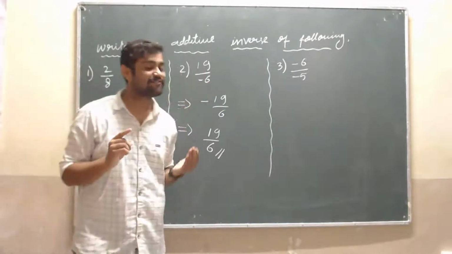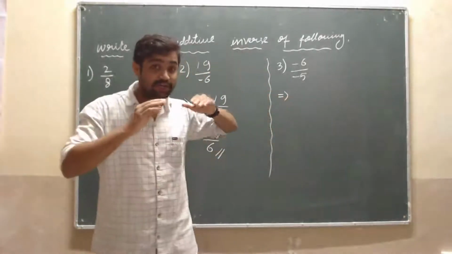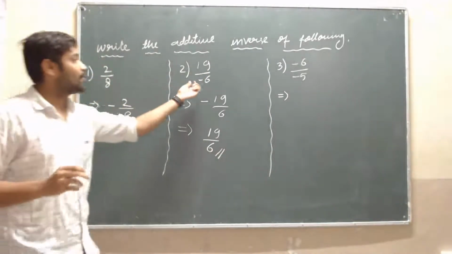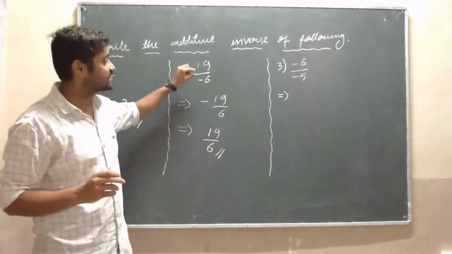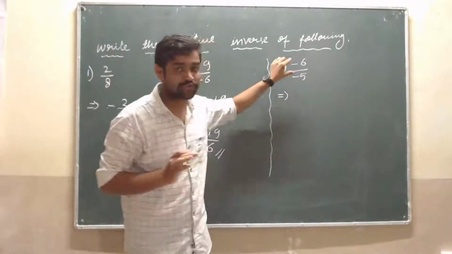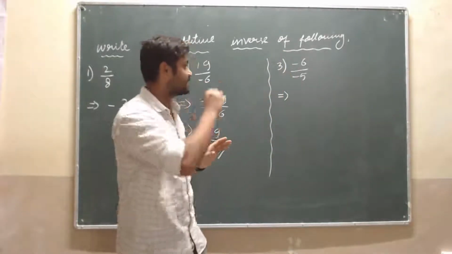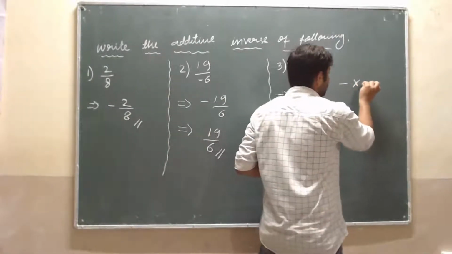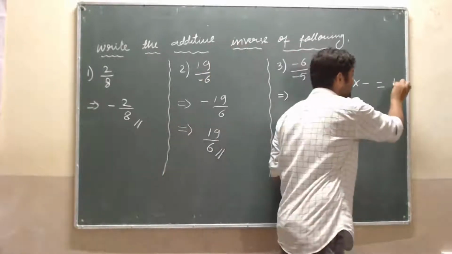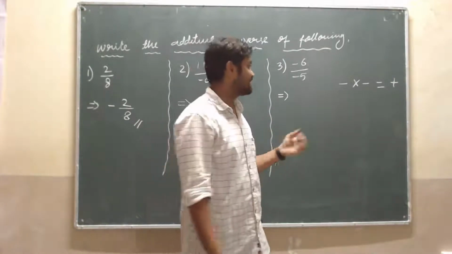The third question we have is somewhat different, that is minus 6 divided by minus 5. Sir, you told us that if there is one sign, it is applicable to both numerator as well as denominator, but this is a somewhat different question. First we have to convert this into simpler form. How? See here, minus into minus, what do we get? Yes, plus is the answer.